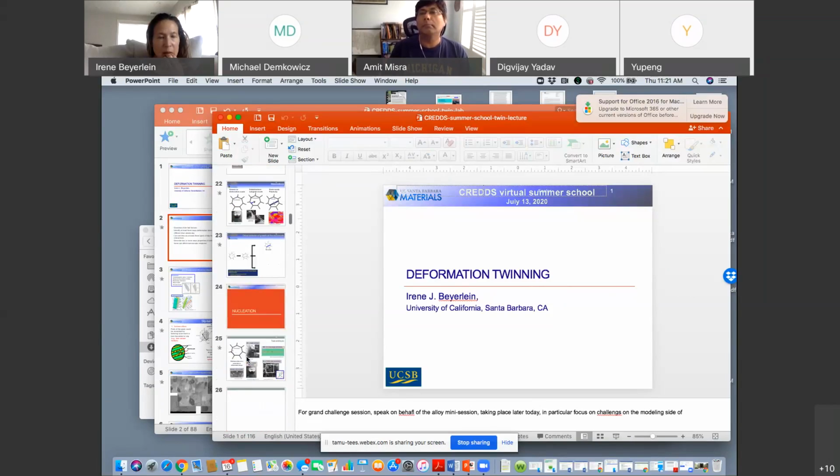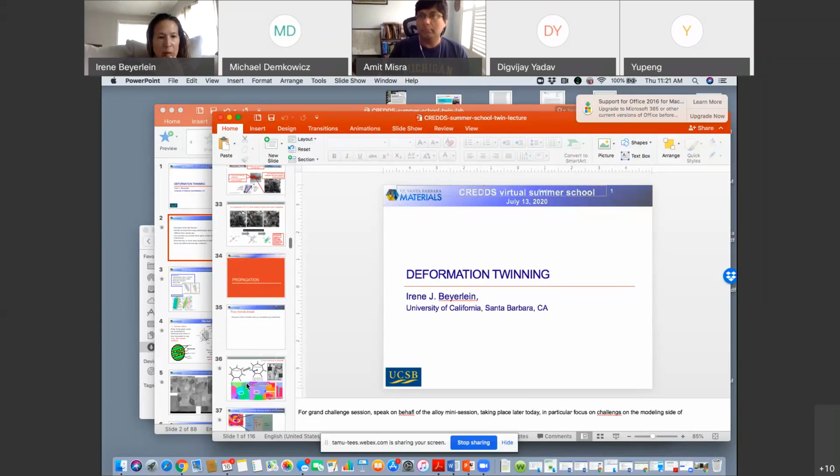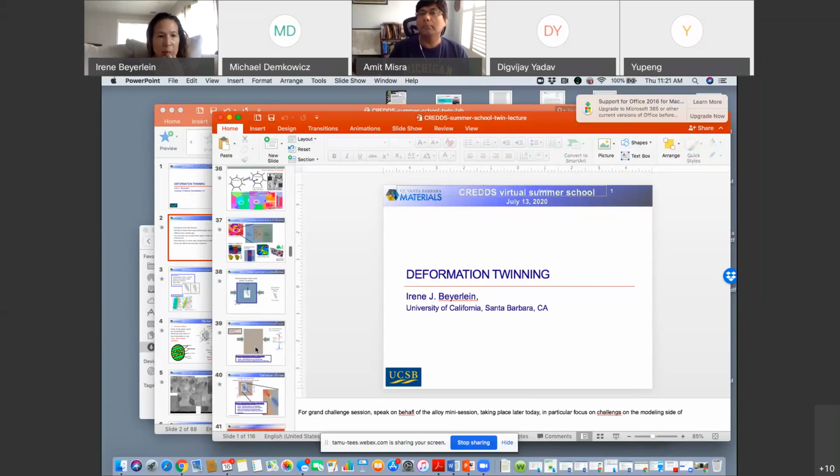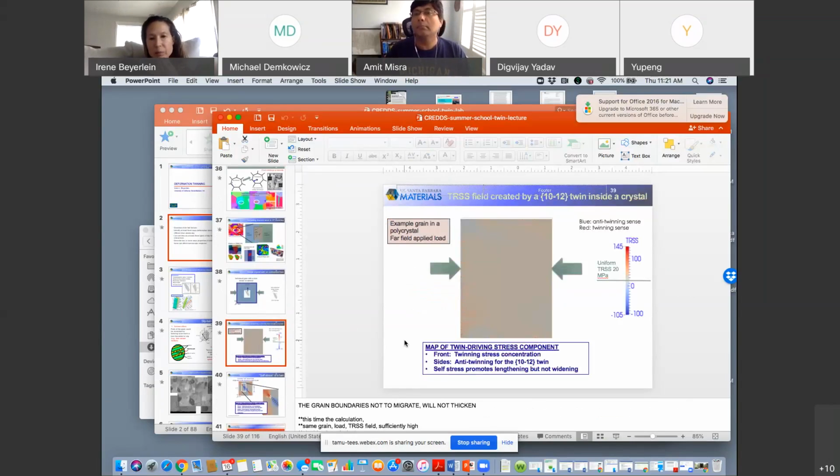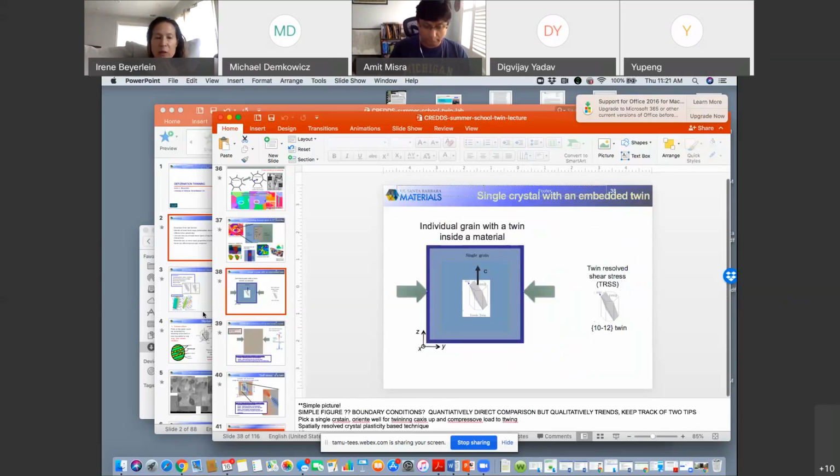I think I ended maybe near the end of the talk last time. So here, if we take a crystal and apply stress, we see that the stress is uniform. In this case, I believe this was a zirconium crystal. We have anisotropic elasticity, crystal plasticity. It's an average of 20 megapascals if we take the stress tensor at every point and resolve it on the twin plane in the twin direction.